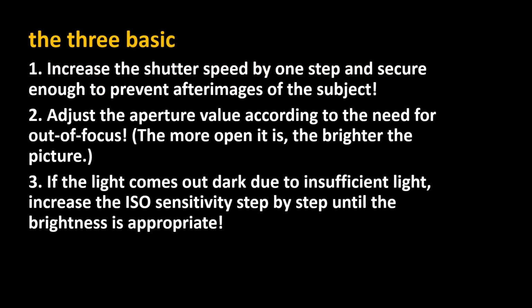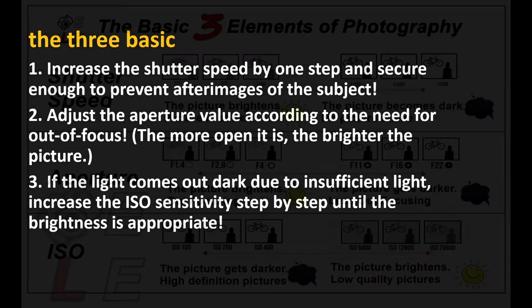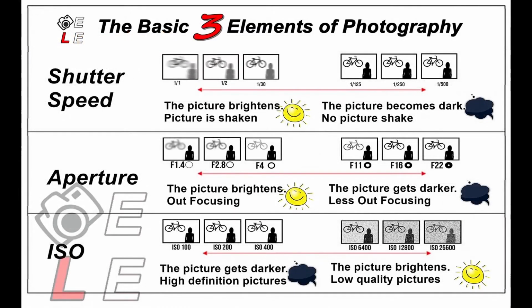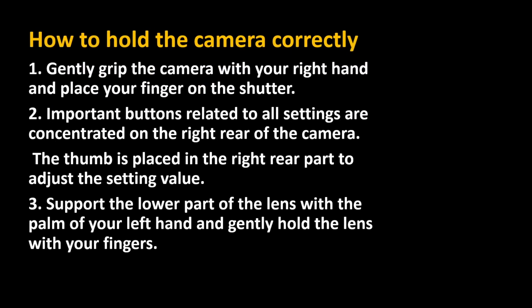1. Increase the shutter speed by 1 step and secure enough to prevent afterimages of the subject. 2. Adjust the aperture value according to the need for out of focus. The more open it is, the brighter the picture. 3. If the picture comes out dark due to insufficient light, increase the ISO sensitivity step by step until the brightness is appropriate.